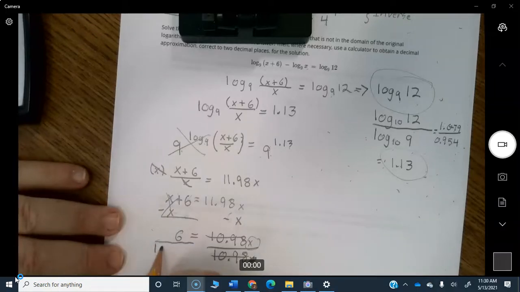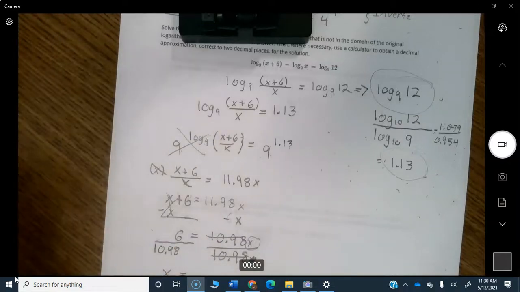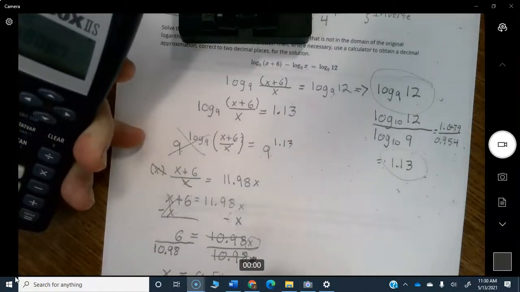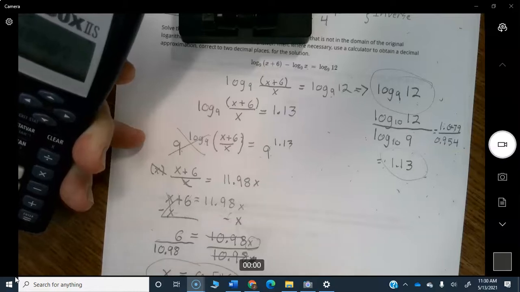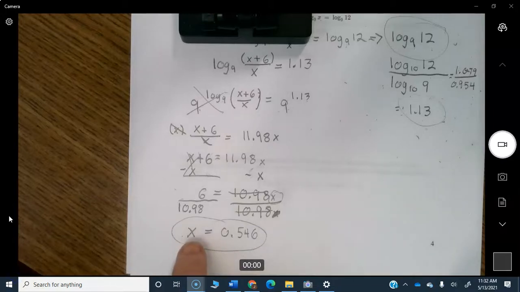Divide by 10.98, yes. Okay, and that leaves us with x. I'm going to move the x over here, equals 6 divided by 10.98, equals, and that is your answer. Okay? And so the final answer is x equals 0.546.